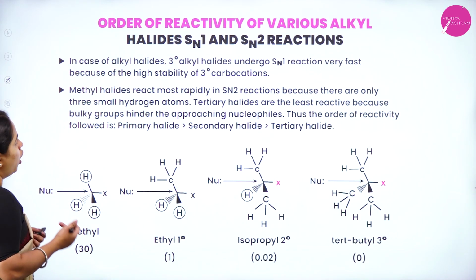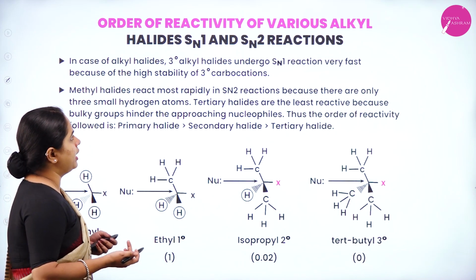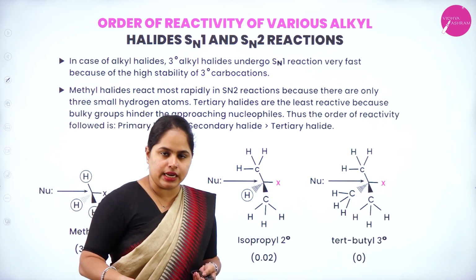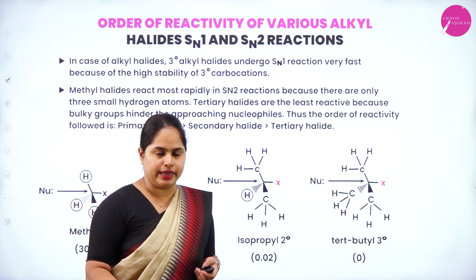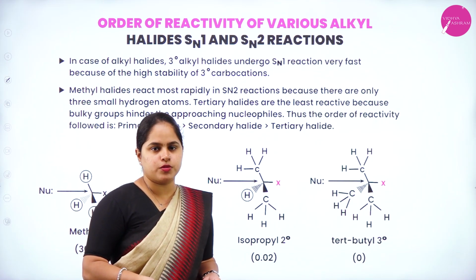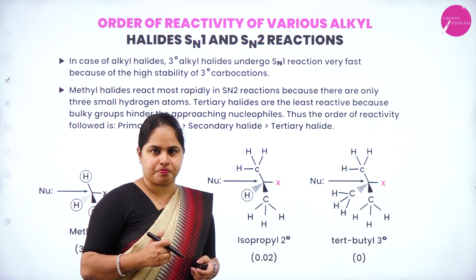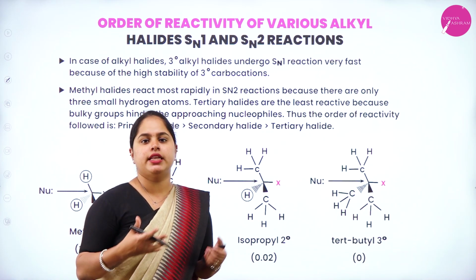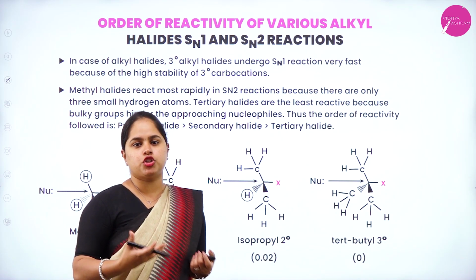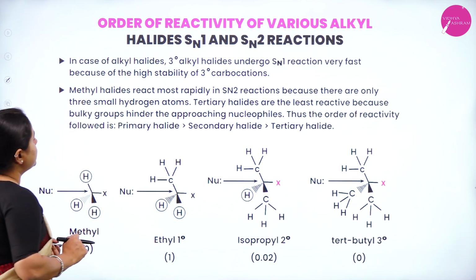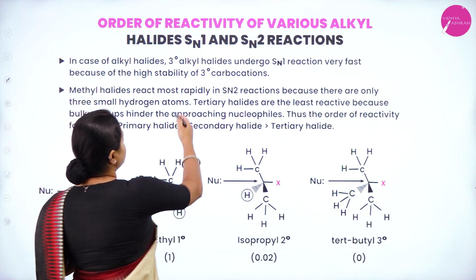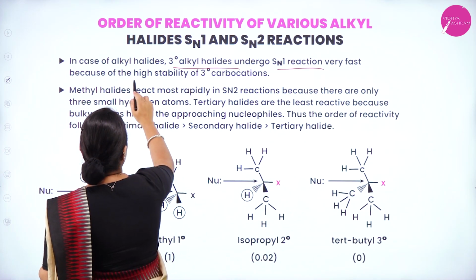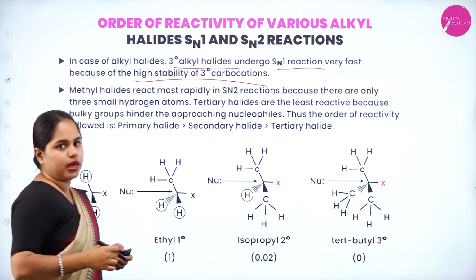Now, the order of reactivity of various alkyl halides in SN1 and SN2 reactions. So, you have primary alkyl halide, secondary alkyl halide, tertiary alkyl halide, based on how many alkyl groups are attached to the carbon atom. We are going to see what the order of reactivity is in SN1 and SN2, which one will show more reactivity. In the case of alkyl halides, tertiary alkyl halide undergoes SN1 reaction very fast because of the high stability of the tertiary carbocation.